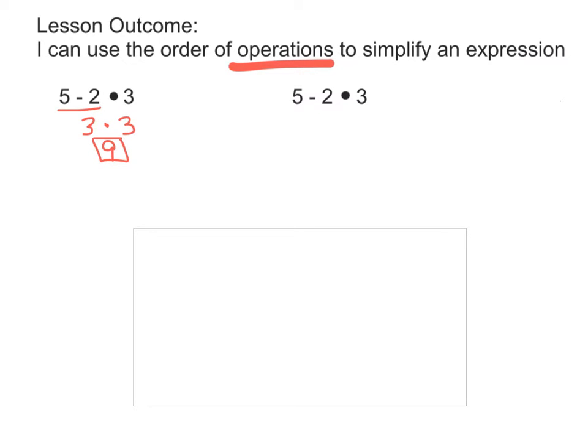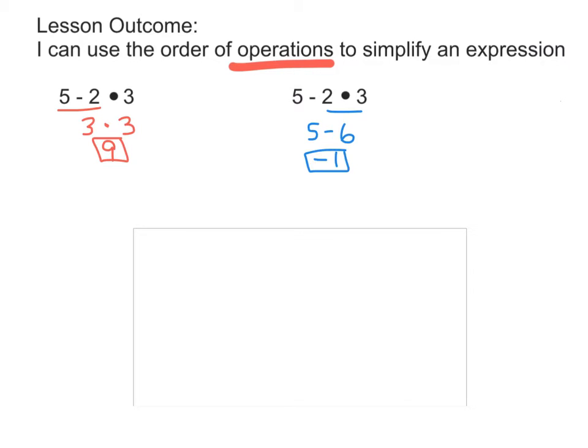However, if a different student decided, well, I just want to multiply 2 times 3 first, and then they write 5 minus 6, which is 2 times 3, and 5 minus 6 is negative 1. If they do that, what happens? Well, these two students get different answers. And we can't have that in math.